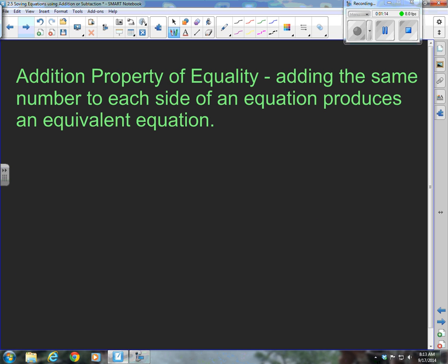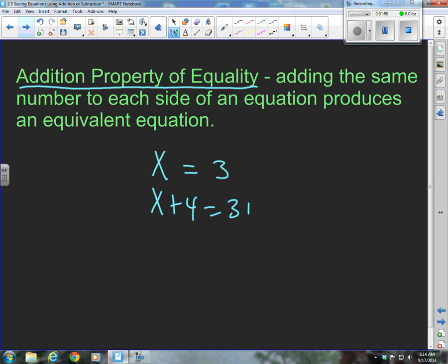The addition property of equality is something else we need to understand. It's not that we have to recite it verbatim, but we need to understand this. Adding the same number to each side of an equation produces an equivalent equation. Okay, so let's start out with x equals 3. According to the addition property of equality, if I add the same number to both sides of the equal sign, or the equation, I get an equivalent equation. So let's add 4 to both sides. x plus 4 equals 3 plus 4. Okay, so I added 4 to both sides.